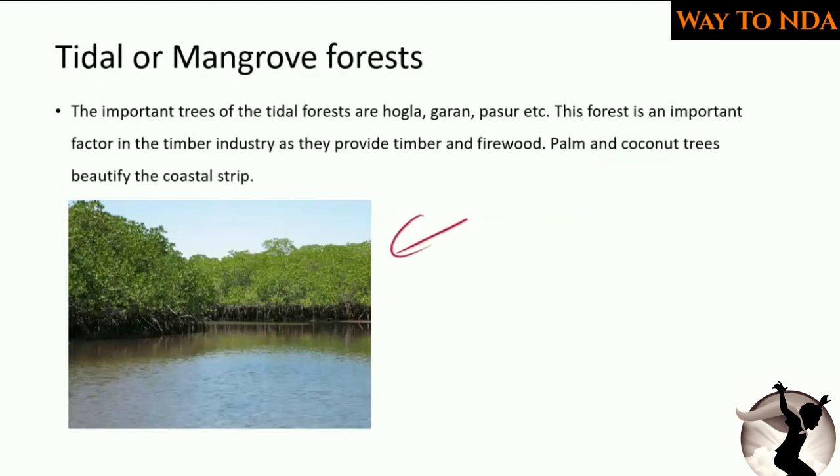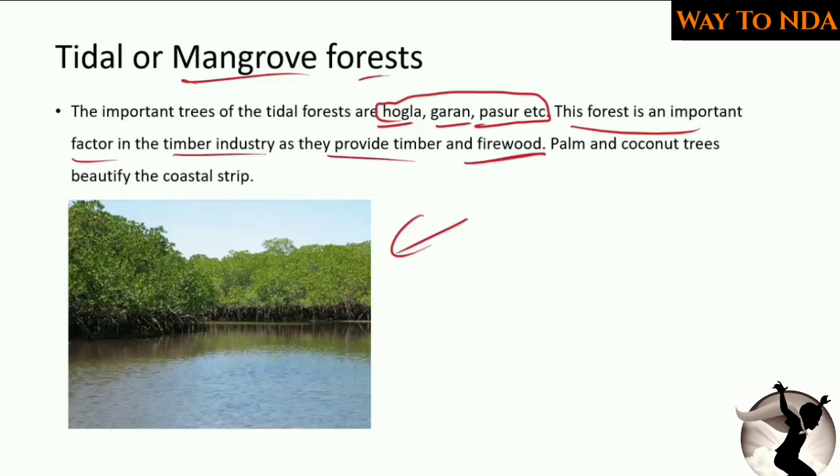Now here these are the mangrove forest. Now the important trees of the tidal forest are hogla, garan, then pusa. These are the other important trees found in the mangrove forest. This forest is an important factor in the timber industry as it provides timber and firewood. And palm and coconut trees beautify the coastal strip. You will find palm and coconut trees in the coastal area in the tidal and mangrove forest too, but mainly it is dominated by the Sundari trees. The mangrove forests you will mainly find in the Sundarban delta, in the river deltas.